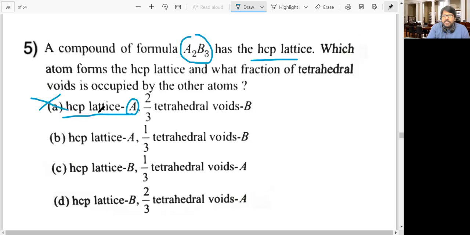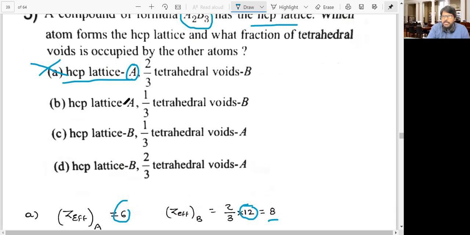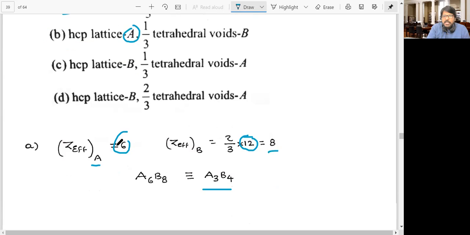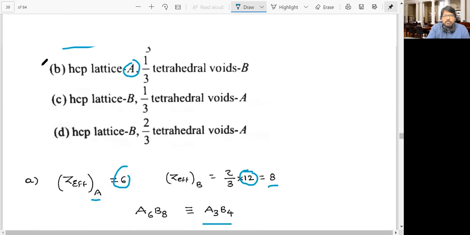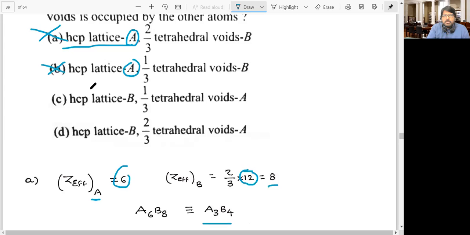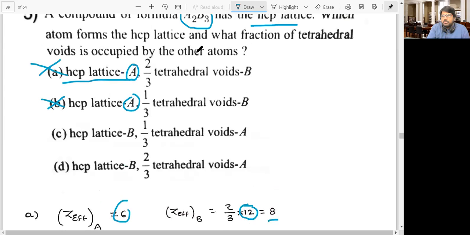Now let us check: the HCP lattice is formed by A, with 1/3 of tetrahedral voids occupied. Z effective is 6. 12 tetrahedral voids, 1/3 of that is 4. A6B4 gives A3B2, but we actually need A2B3. So this option is also wrong.